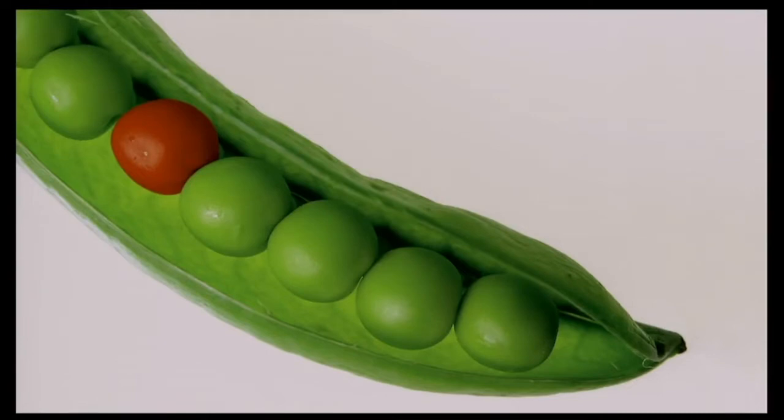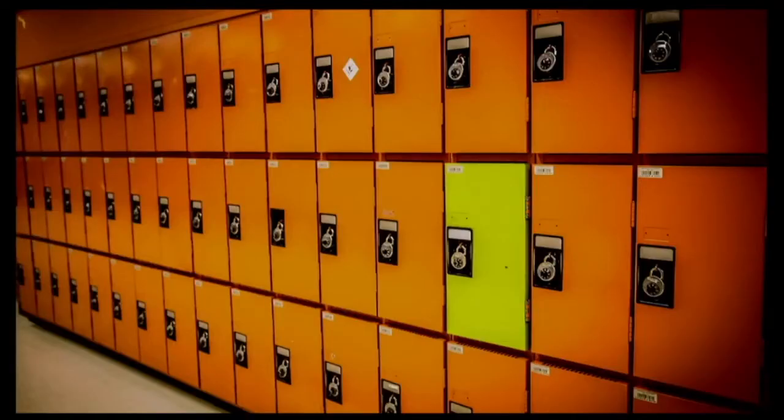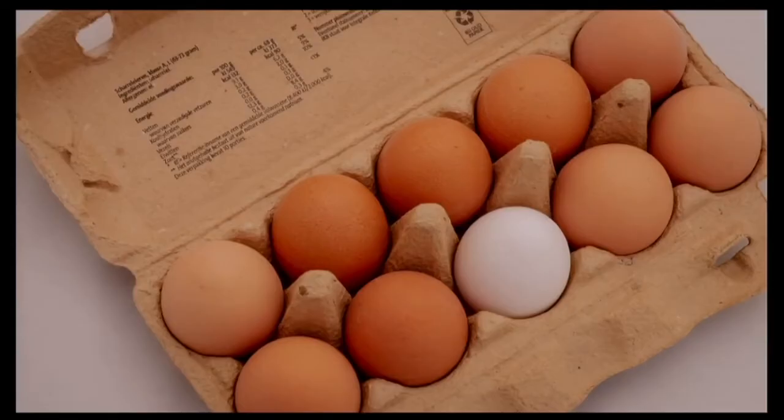Let's go to the next picture. Okay, it showed up a lot better on my computer screen, but can you tell that there's one locker that stands out from the others? Okay, in this whole wall of orange, there's this one door that is yellow. Let's do the next picture. Okay, one chicken is different, or one egg that's different.